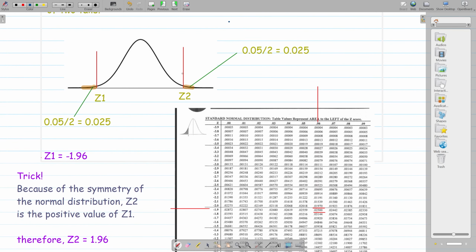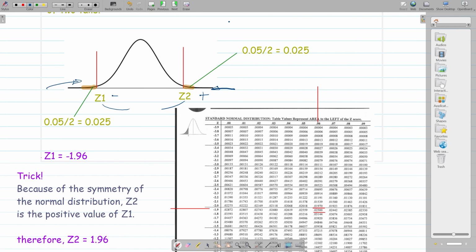Now you know how we mark that 0.025: one from the left to some value and the other one from the right to some value. According to the symmetric property, the magnitude of these two will be the same and the sign will be different. This is the negative value and this is the positive value.